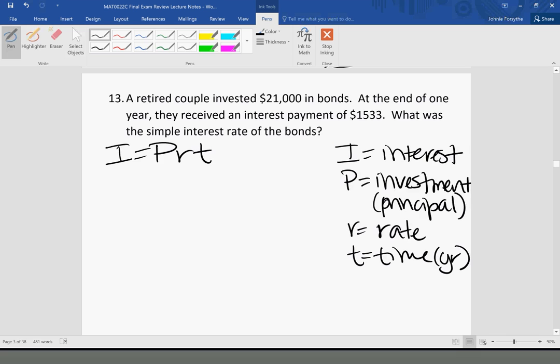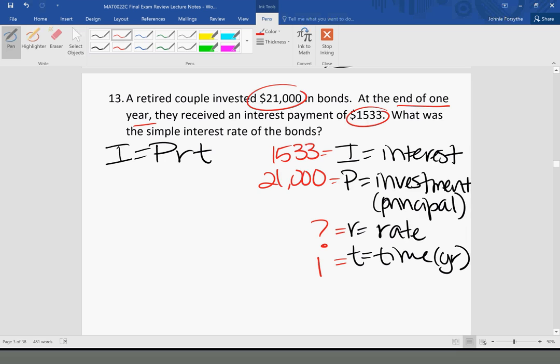Okay, so let's plug in what we know. In this case, the interest is $1,533. The investment was the $21,000. The rate, what was the simple interest rate? That's what we are solving for. And then the time, how much time went by? 1 year, so time is 1.